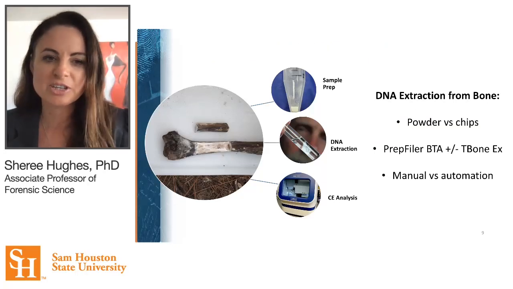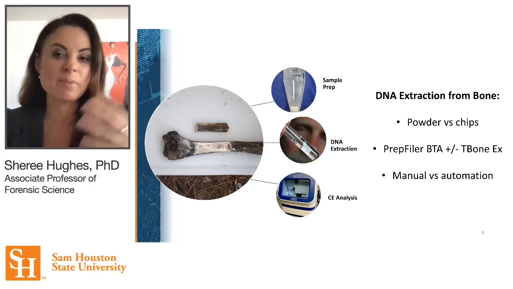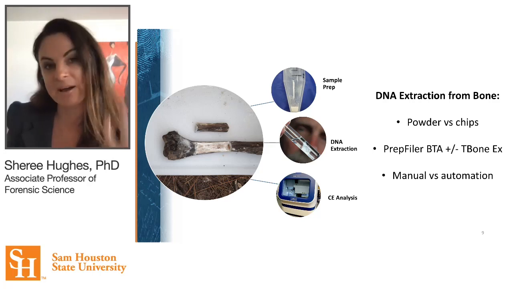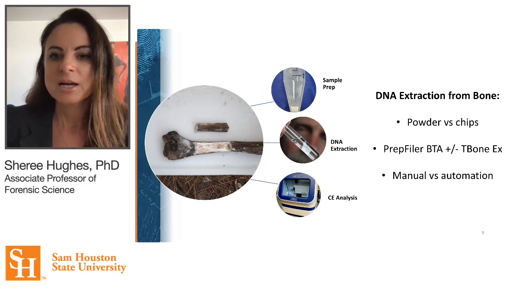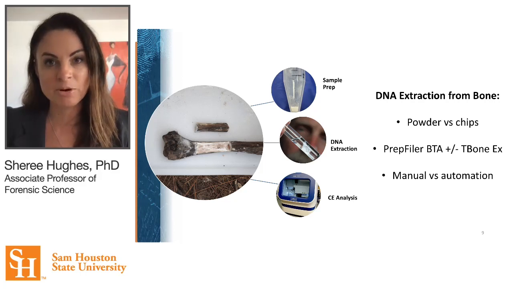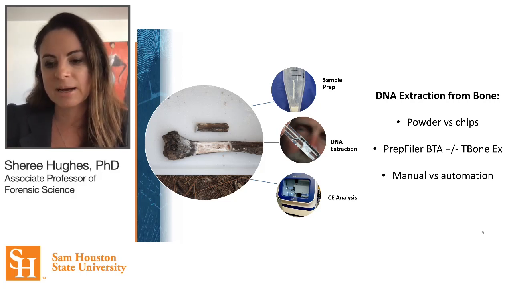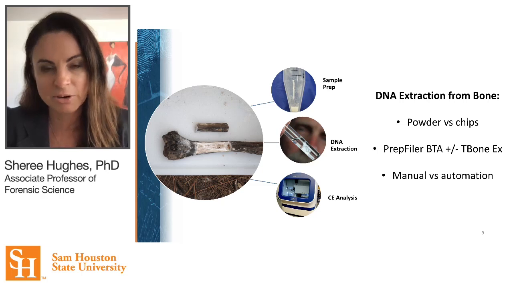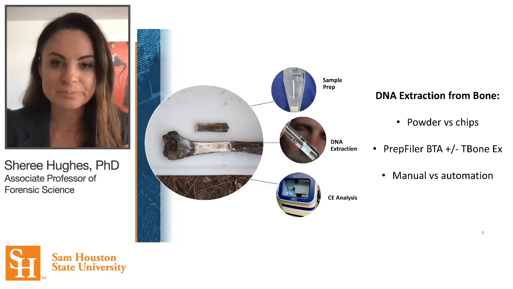So the first project I want to talk about is exactly that. It's looking at the results for STR typing using powder versus just chips, so being able to avoid that powdering step. We look at PrepFiler BTA alone or with the T-Bone buffer. Is there going to be a cumulative improvement from the T-Bone kit? And then we look at a manual versus an automated approach.